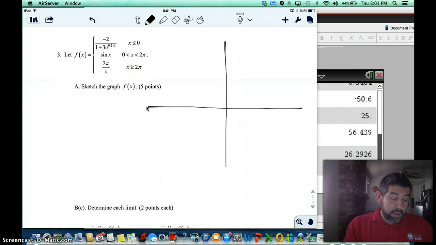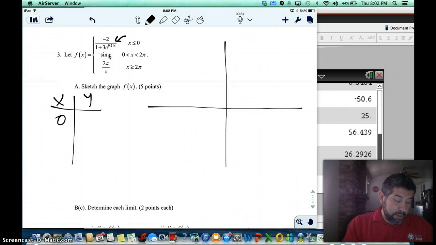Now, this is a logistic function, and what I would do is plug in 0 for x, and we're going to get negative 2 over 4. Okay, so I plugged in 0, and I got negative 2 over 4, which gives me negative 1/2. So negative 1/2 is right here.